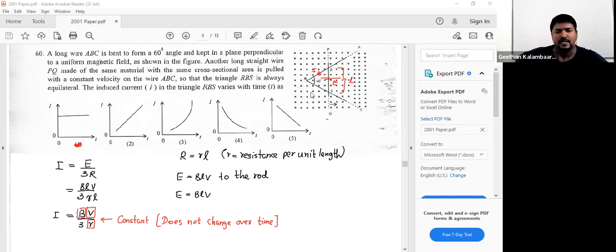Right. So this is the end of the discussion of 2001 paper. Here the questions we have discussed were 22, 23, 35, 39, 48, 50, 51, 54, 55, 59, and 60.